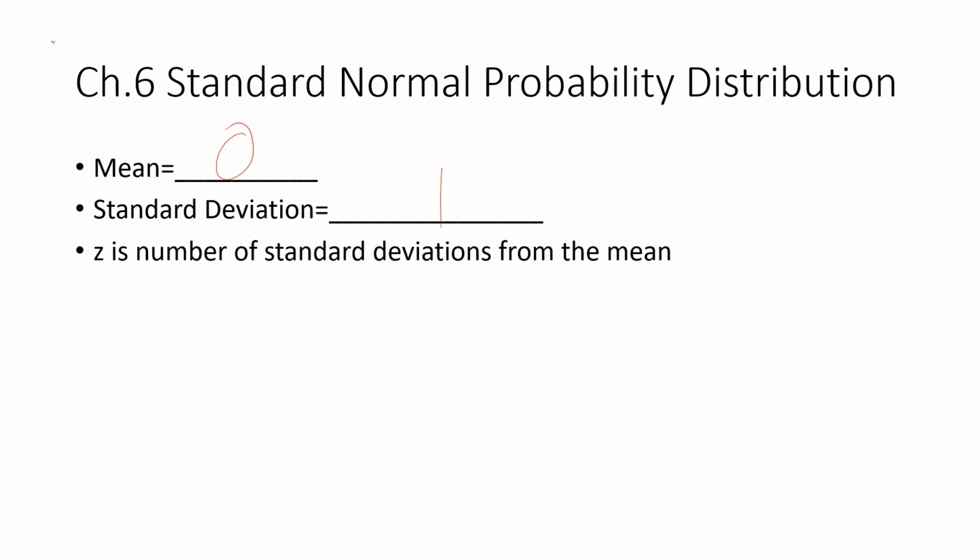Why is this relevant? Because when we do our z-tests later, and that's not calculating a z-score, that's doing a z-test, the statistical z-test, we will use the standard normal probability distribution, and this standard deviations from the mean, as our method of hypothesis testing.